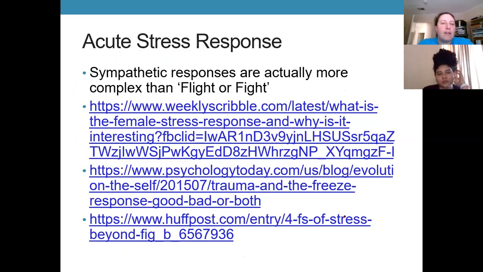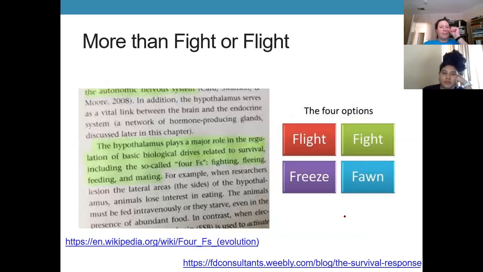Now, like I said, sympathetic responses are more than just fight or flight. We don't have a lot of time to go into that, but if you're curious about other forms of stress response, here are some interesting articles to read. And if not, don't worry about it. But it's definitely more than just fighting or flighting. So we know that sometimes people will freeze with a stress response, and there are other more complex responses as well.